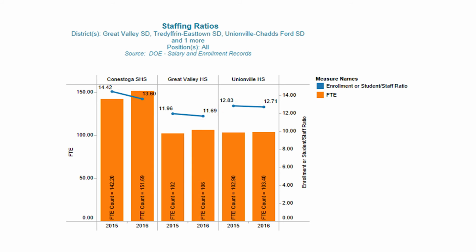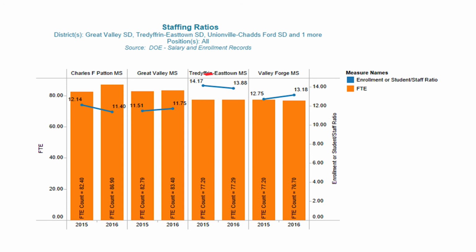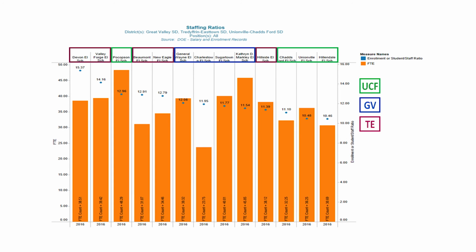And at the middle school level, both middle schools in TE show higher student-teacher ratios than in Great Valley. This year, the Unionville-Chadds Ford ratio fell below Great Valley's. And finally, here are the ratio comparisons at the elementary level for elementary schools in the same 3 districts. You can see that at the elementary level, Great Valley's ratios fall between Tredyffrin-Easttown's, which are higher, and Unionville-Chadds Ford's, which are lower.